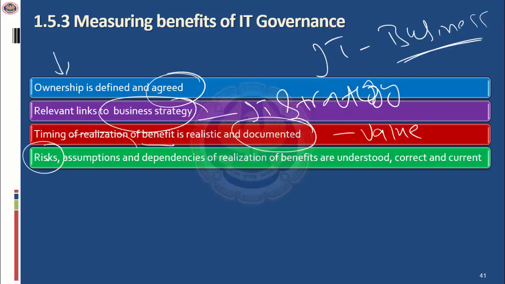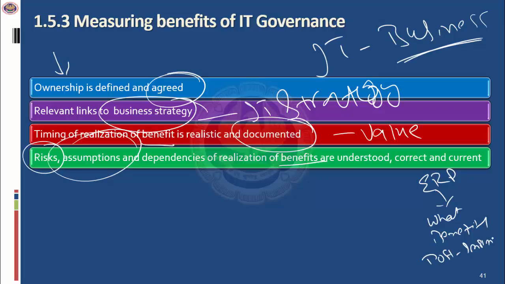These risks and the assumptions and the dependencies pertaining to how the benefits are going to be realized are clearly documented. For example, an enterprise wants to implement an ERP software. By implementing an ERP software, what are the benefits they're going to get? How is it going to transform the business process? That has to be clearly documented in advance, and the cost benefit analysis has to be done not only at the time of the implementation of the project, but also post-implementation to check whether these benefits are actually realized.